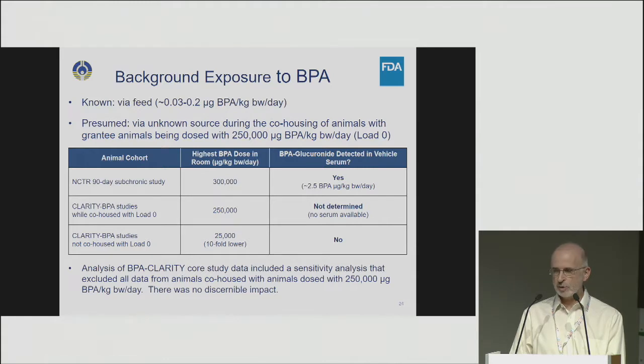We're not able to measure those, but we did in the animals that were already housed with the lower dose, 25,000, that was the high dose in the chronic study, and found that there was no cross-contamination. In the core study, we dealt with this by doing a sensitivity analysis, which eliminated the animals that were co-housed with the high-dose BPA animals, and we found no discernible impact.